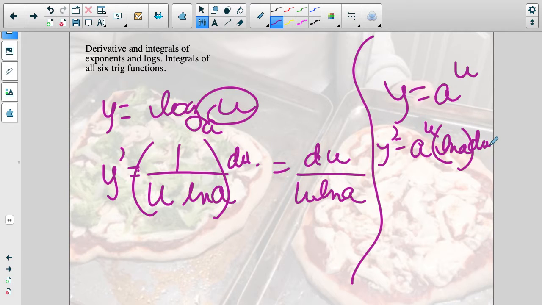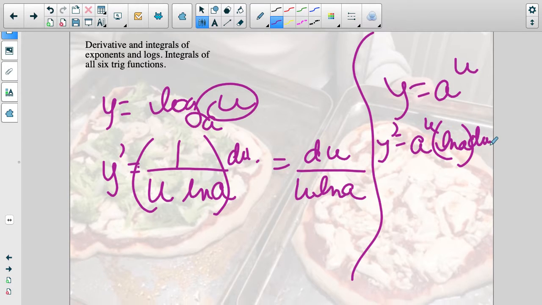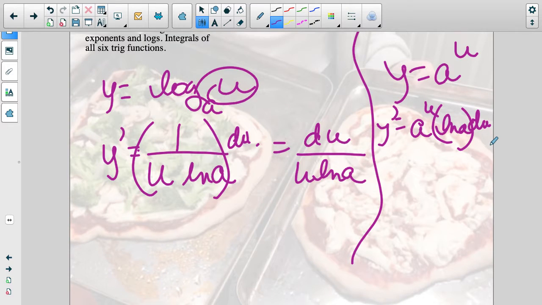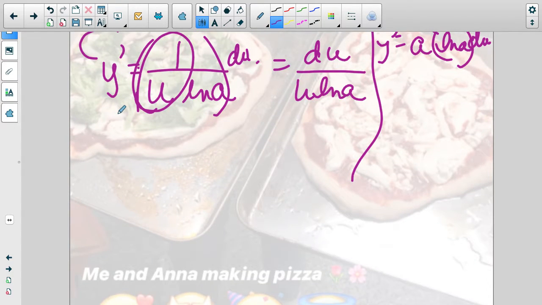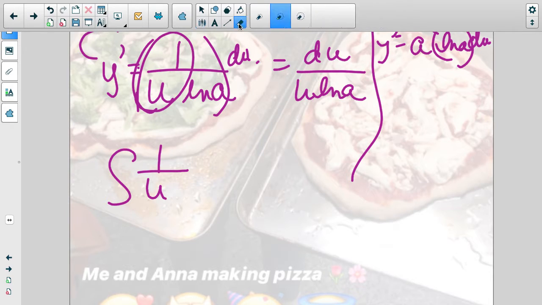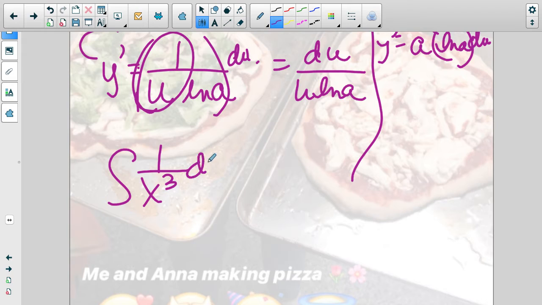Okay? So now once you've done that, all of a sudden, if you start to see 1 over u, you should be able to go backwards to where you came from. Okay? So watch this. If I have the integral of 1 over x cubed dx, can you integrate that, and how would you do it?